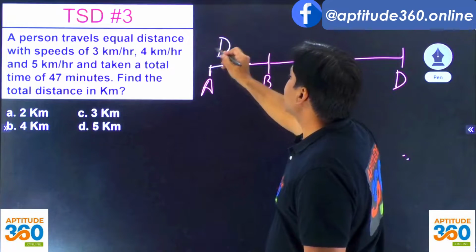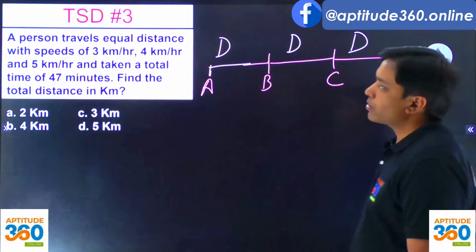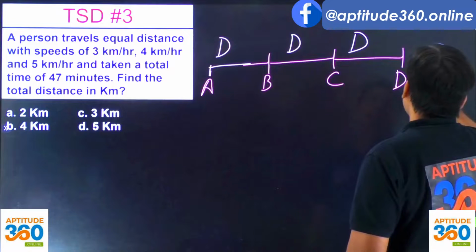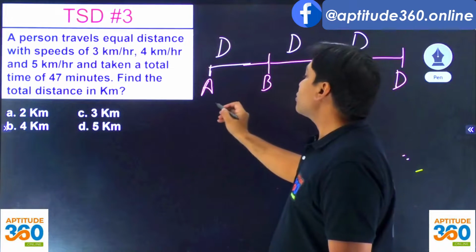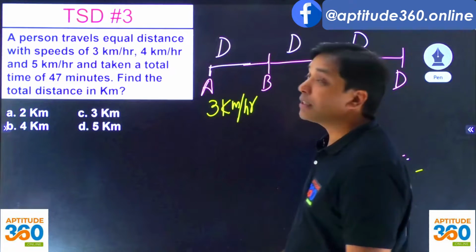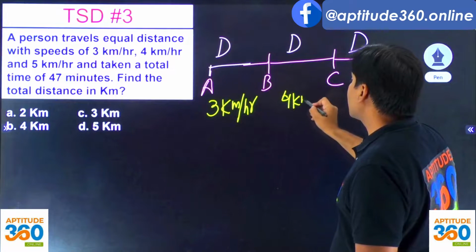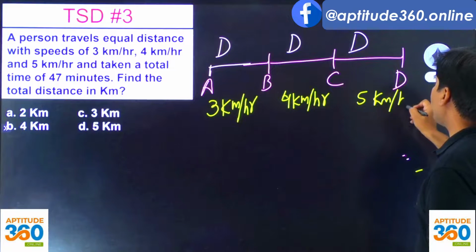So this is say D kilometers, this is D kilometers and this is D kilometers, right? And speed from A to B, B to C, C to D, there are 3 different speeds that are given to you. This speed is 3 kilometers per hour, isn't it? And this speed is 4 kilometers per hour and this one is 5 kilometers per hour. So can you find out what is the travel time?